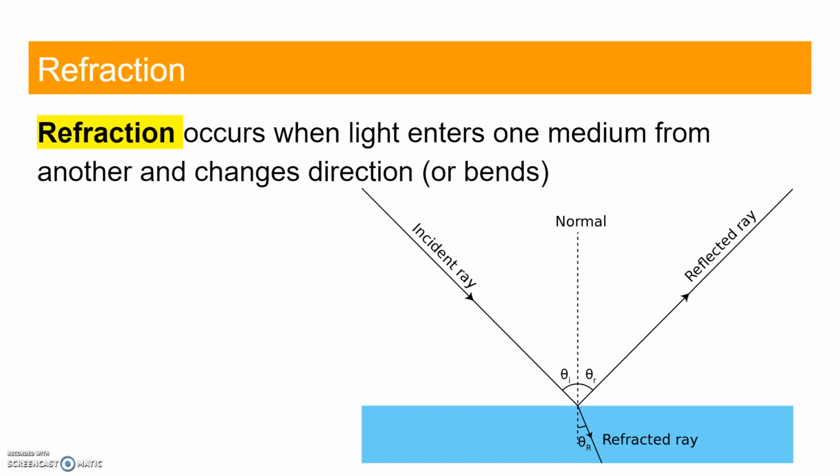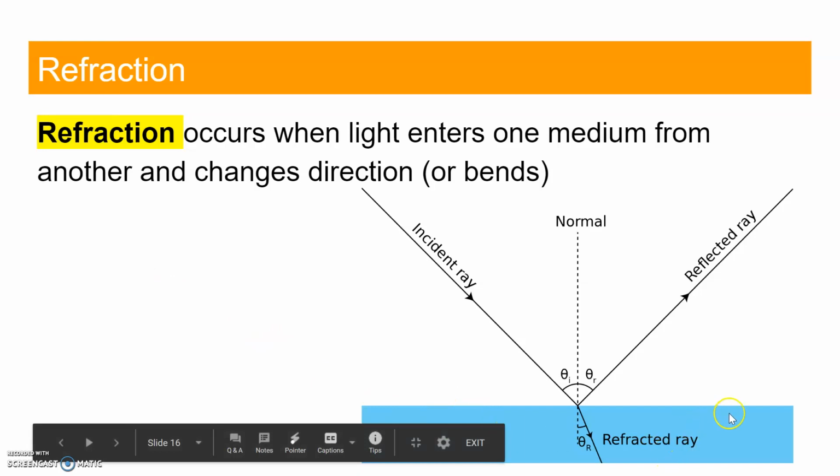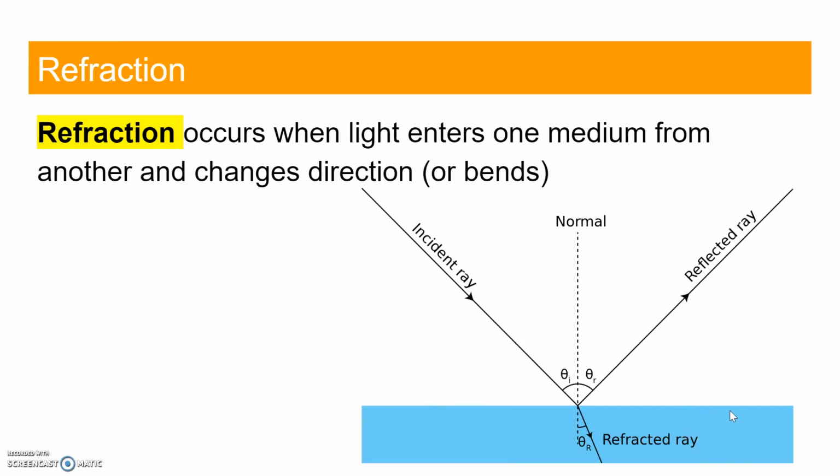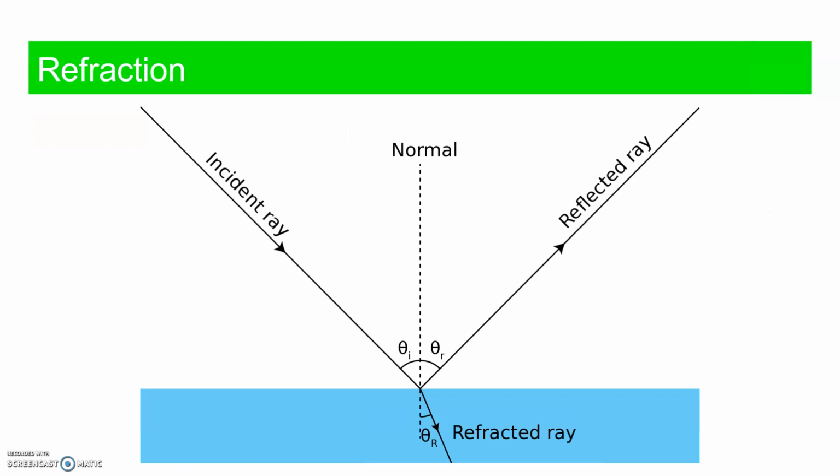Refraction is the new one, and this occurs when light enters one medium from another and changes direction or bends. So it comes in and it bends in the medium. Let's say the blue thing here is water. When it enters water, it bends. And maybe some of it gets reflected. But refraction is when light enters a medium and it bends or changes direction. And here's refraction up closer. Once again, it comes in and, see, instead of going straight down, it bends.